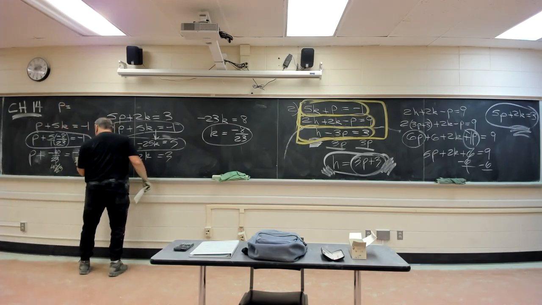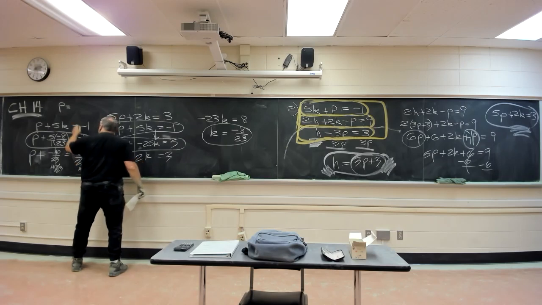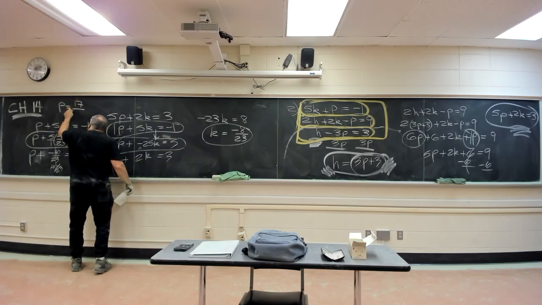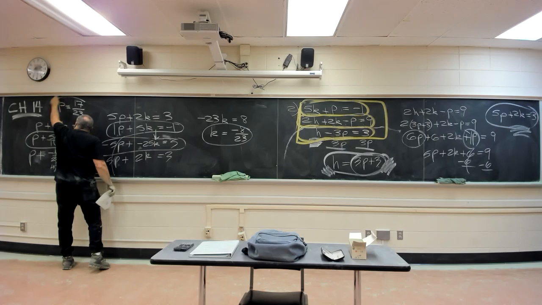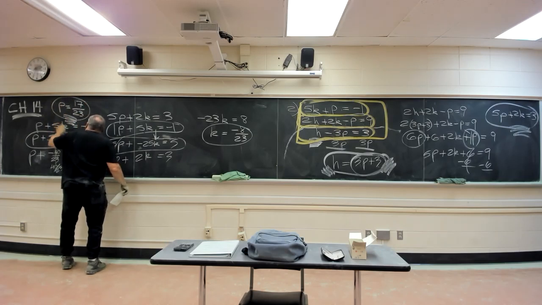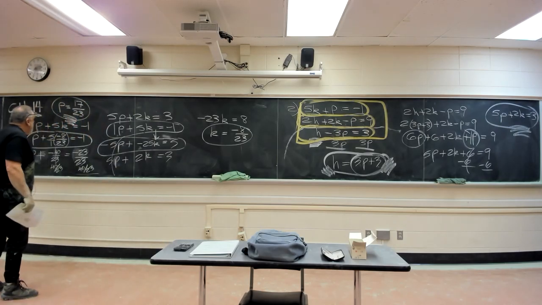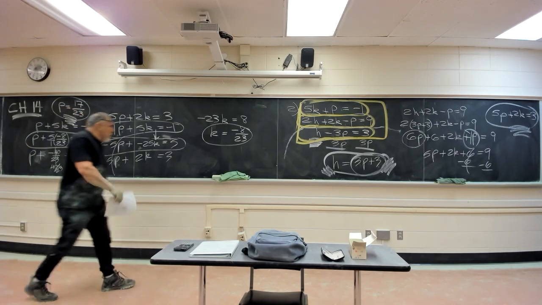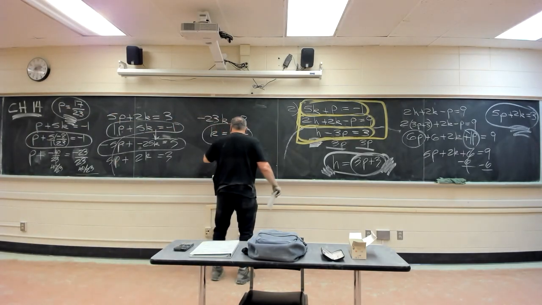What's negative 23 and positive 40? Yeah. P is 17 over 23. K is negative 8 over 23.